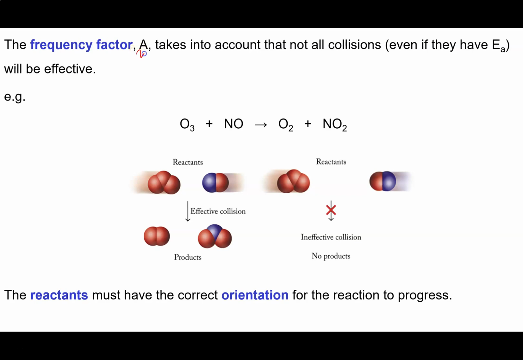So what is this term A that appears at the front of the Arrhenius equation? Well, A is referred to as the frequency factor, and it takes into account that not all collisions are effective even if they do have the required activation energy.